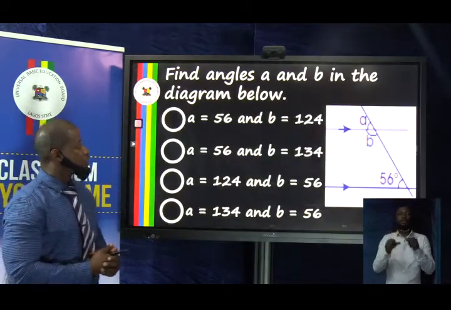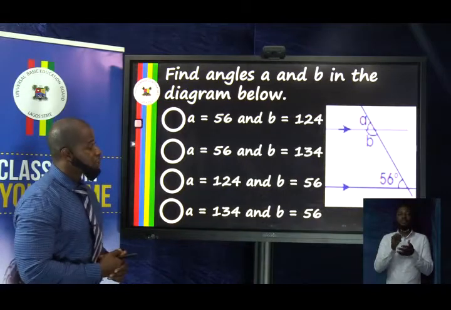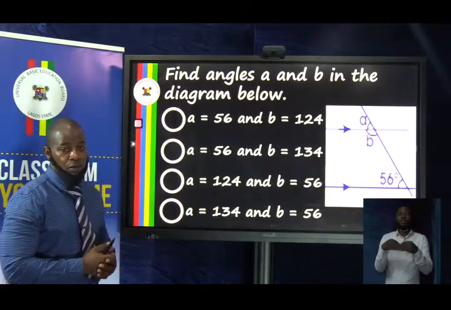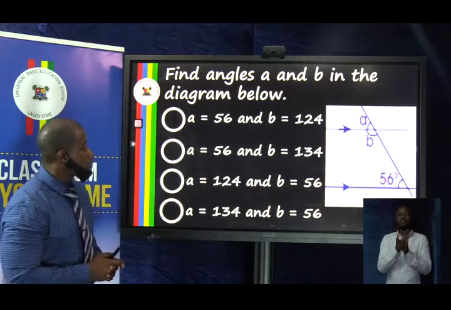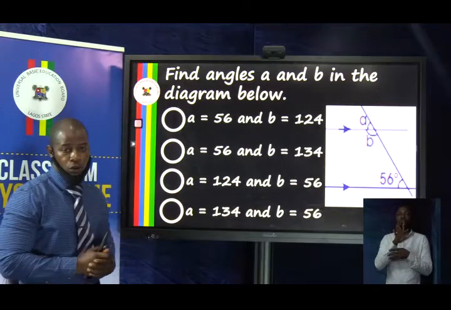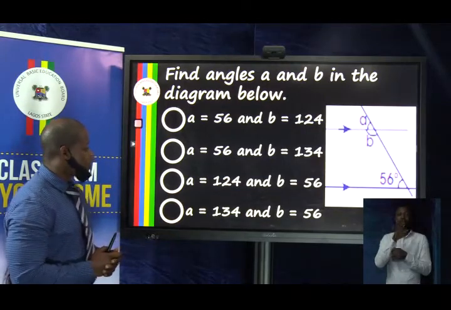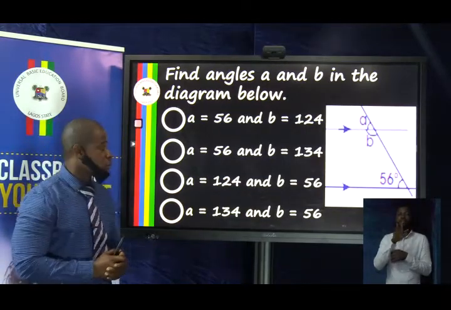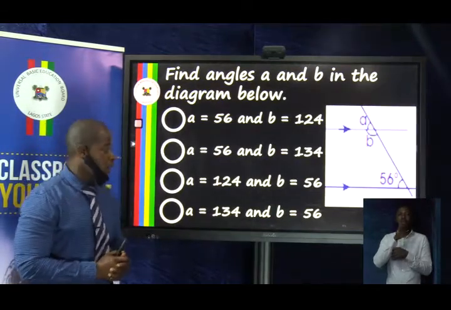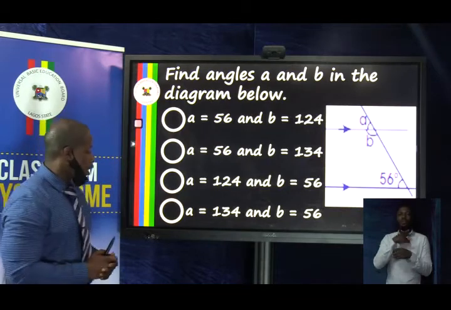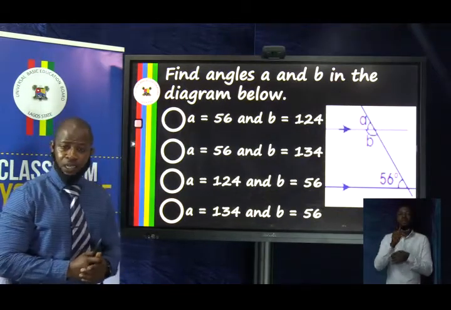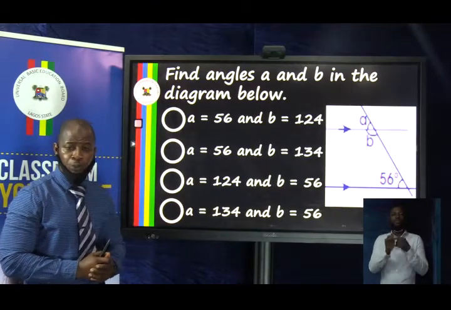We have to find the angles A and B in the diagram that is shown. You should have started working out your answer by now. I'll give you about 10-15 seconds to see. So the options are A is 56 and B is 124. A is 56 and B is 134. A is 124 and B is 56. And finally, A is 134 and B is 56. What did you get? Your answer should be popping up on your paper right about now.